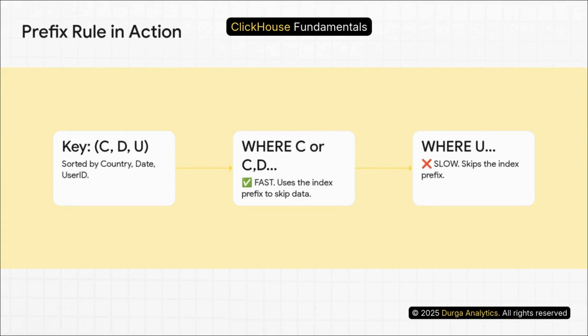Your where clause has to use the columns from your sorting key in order, starting from the left, just like a prefix. So if your key is country, date, user ID, filtering on country, super fast. Filtering on country and date, also super fast. But if you try to filter only on user ID, that's going to be much slower because it can't use the first part of that index to skip all that data.